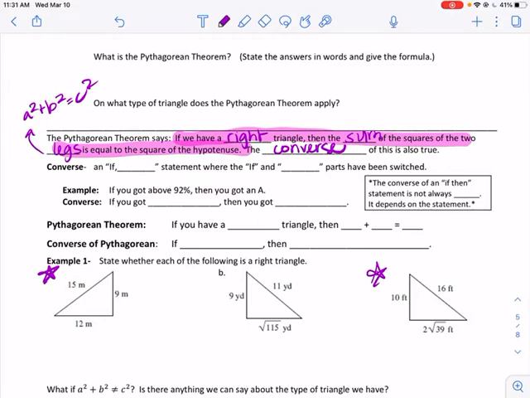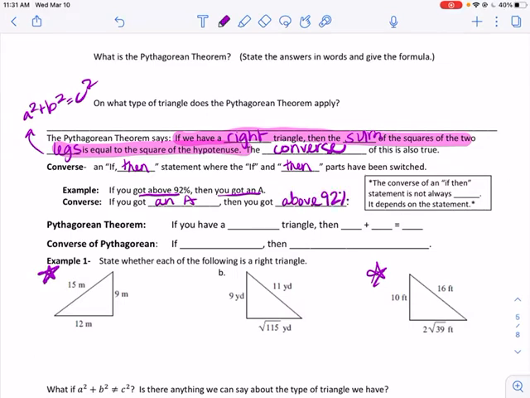to write and say? Anyway, the converse is an if-then statement where the if and the then parts have been switched. So an example is, if you got above 92%, then you got an A. For the converse, you swap the if and the then: if you got an A, then you got above 92%.